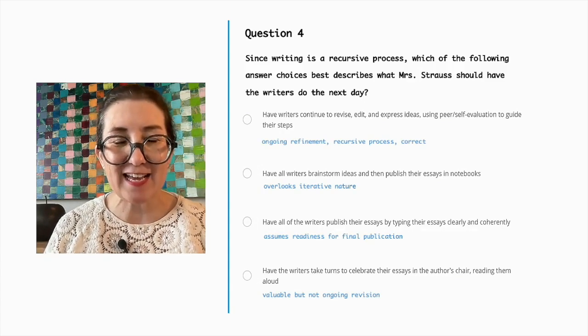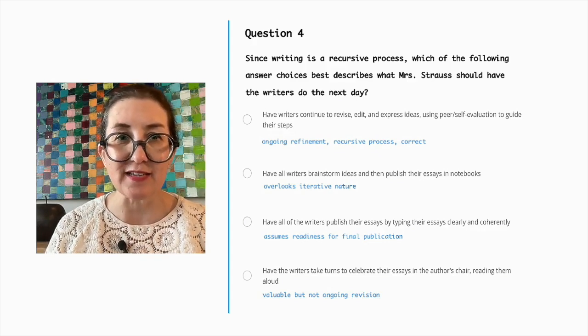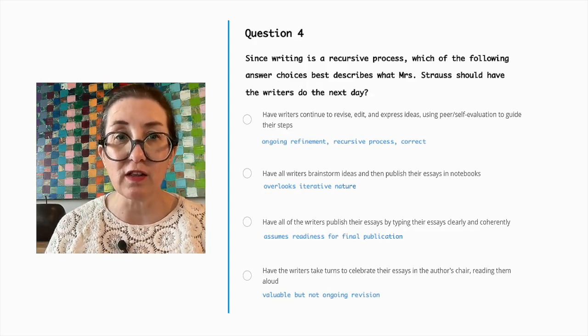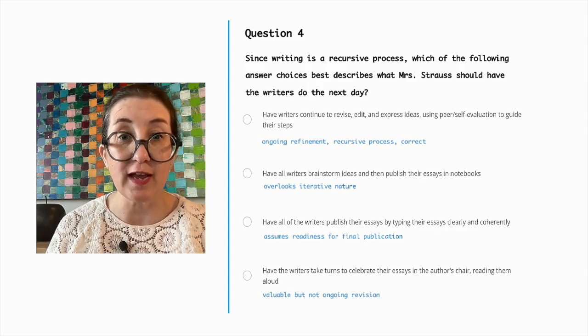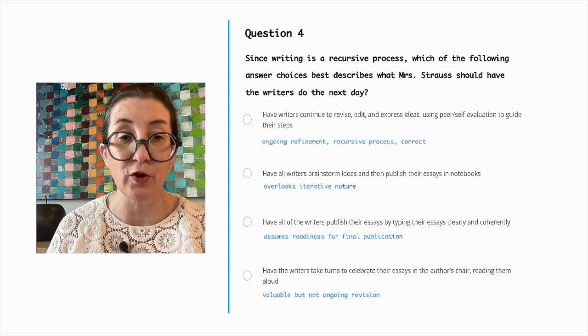The correct answer here is to have writers continue to revise, edit, and express ideas, using peer and self-evaluation to guide their steps. This approach aligns with the recursive nature of writing, where students continually refine and improve their work.